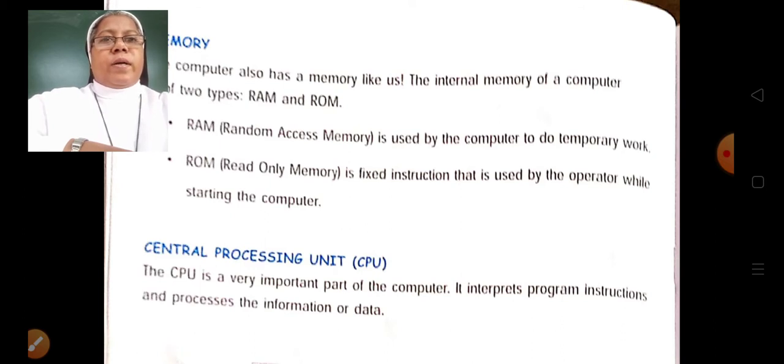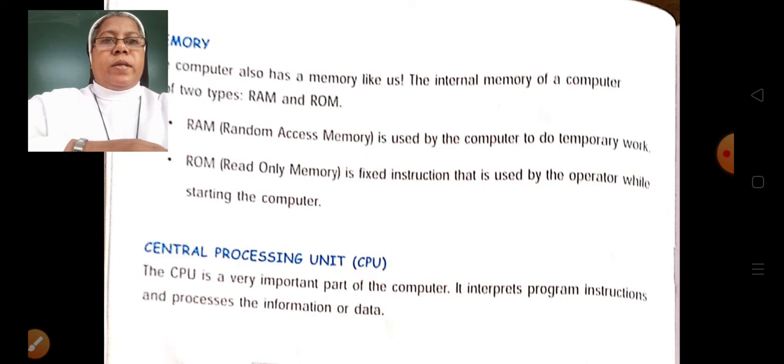RAM, random access memory, is used by a computer to do temporary work. ROM, read only memory, is fixed instruction that is used by the operator while starting the computer.